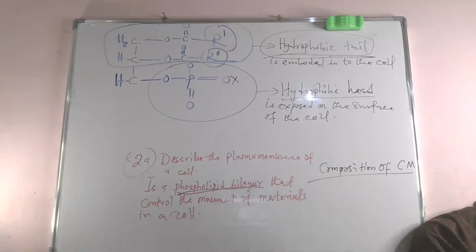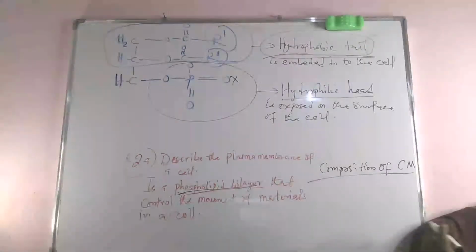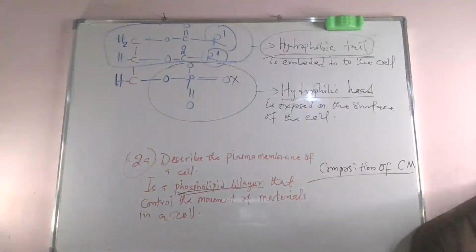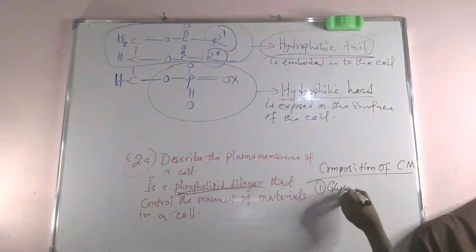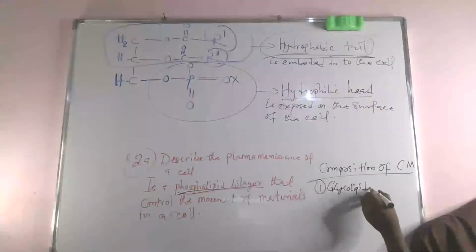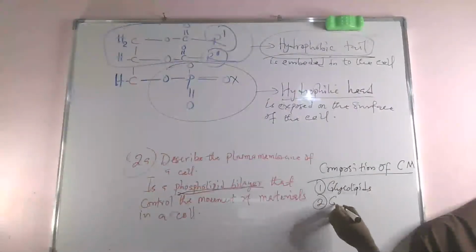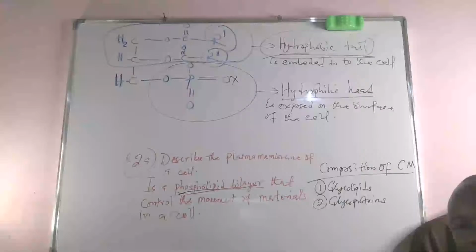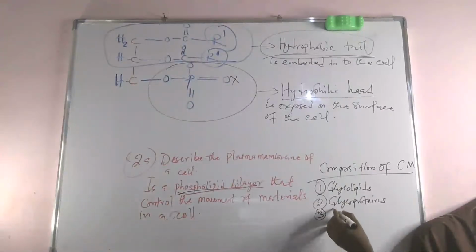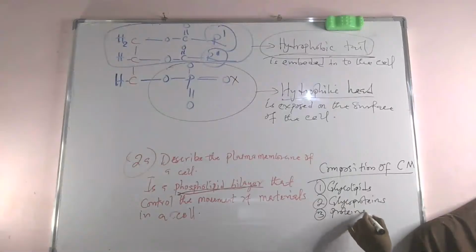Excellent. Glycolipids, that is number one. Number one, we have glycolipids. Then two, we have glycoproteins. Agree? Then what again? Yes, I agree. Proteins. We have proteins. Then what again?